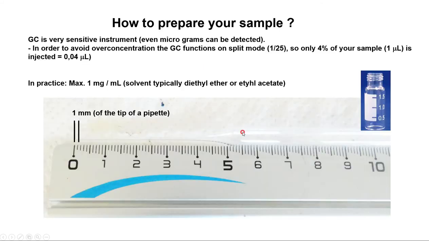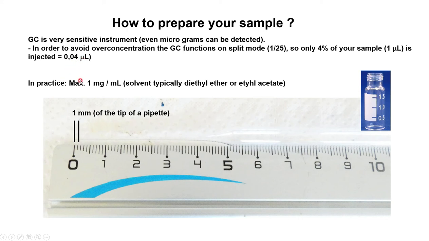So how to prepare your sample? A GC is a very sensitive instrument, so it can even detect micrograms. In order to avoid overconcentration, the GC is on split mode, typically split mode 1 to 25. So 4% of your sample is actually injected. With a micro syringe of 1 microliter, that is 0.04 microliter. This is an extremely low concentration, so we can go to the micro and nanogram range.